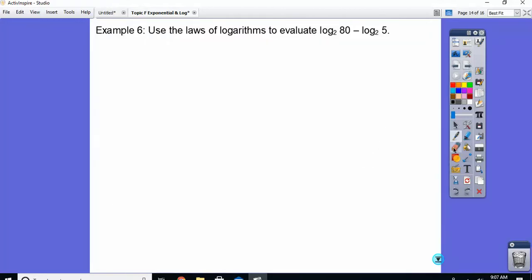Let's use properties. Sorry, I feel like these are kind of tiny. Can you guys read that? We have log base 2 of 80 minus log base 2 of 5.